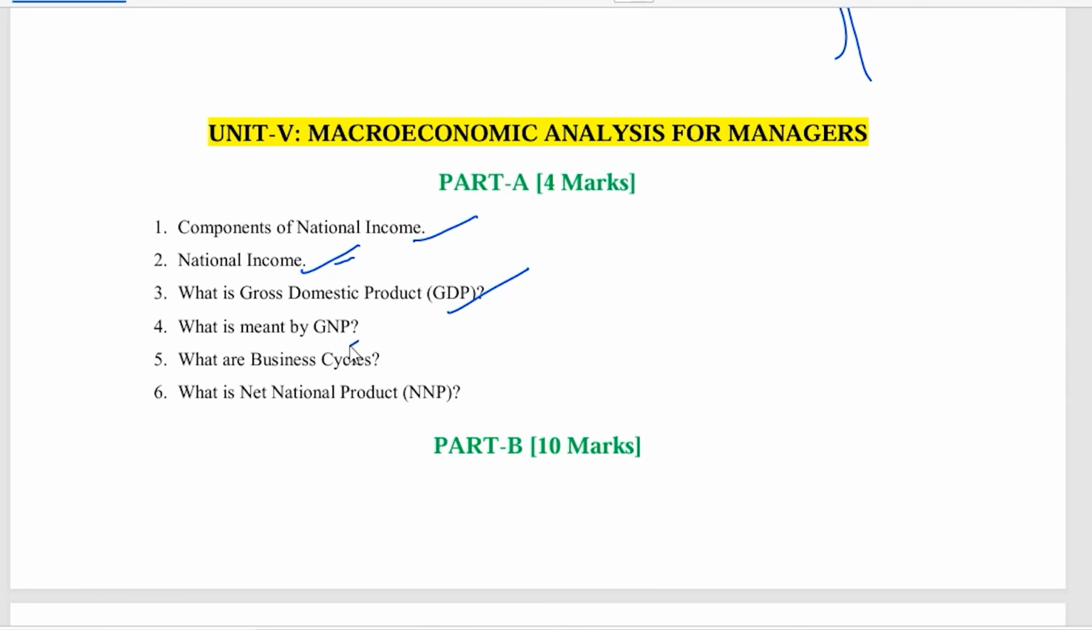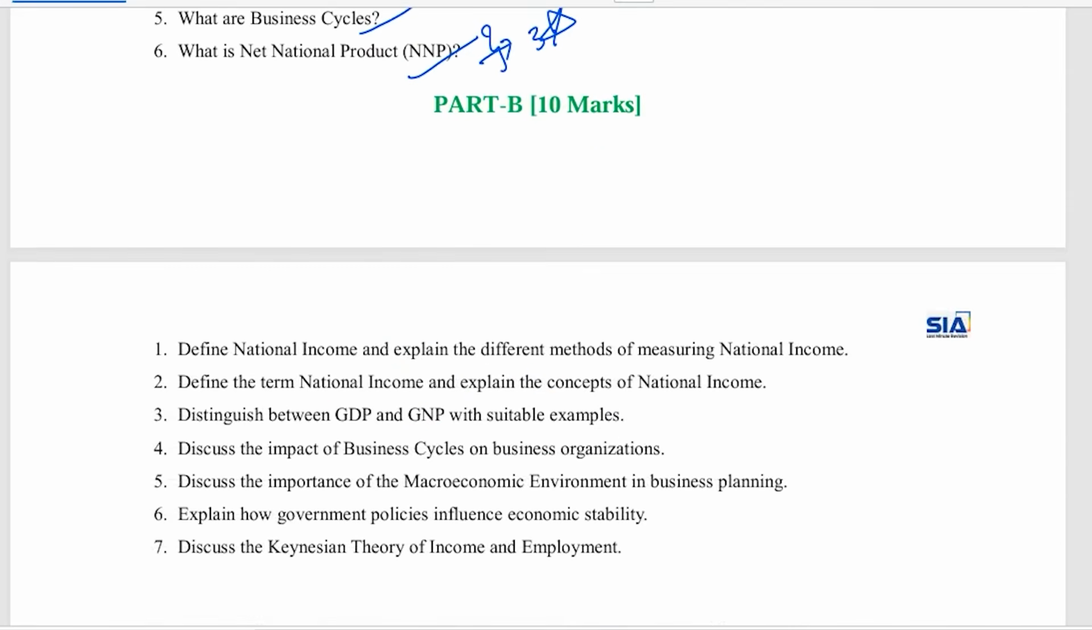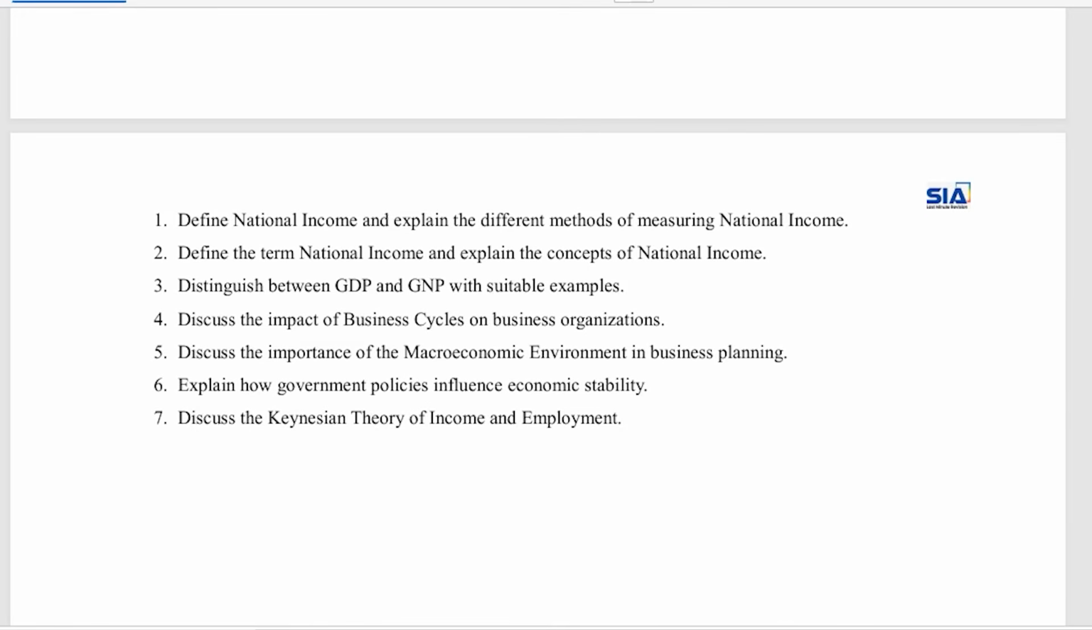What is gross domestic product? What is meant by GNP? What are business cycles? What is net national product? Explain the meaning part for these questions. These 4 questions are 5-star rating questions and this question is 3-star rating questions and very important questions in Unit 5, Part A.